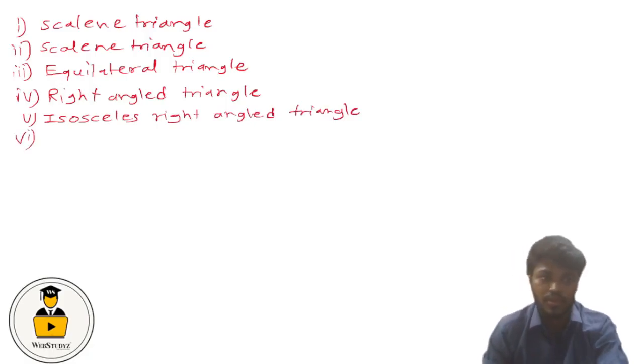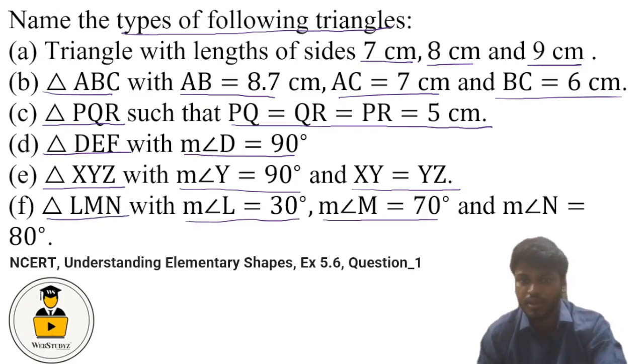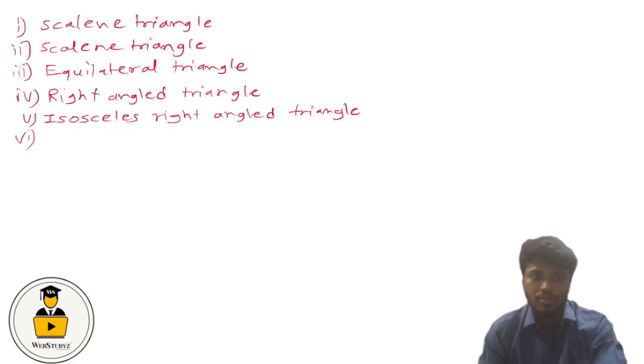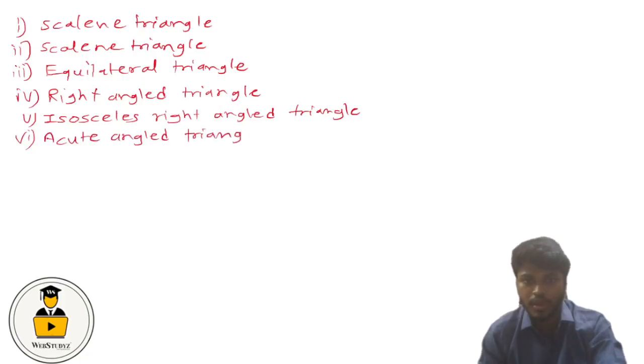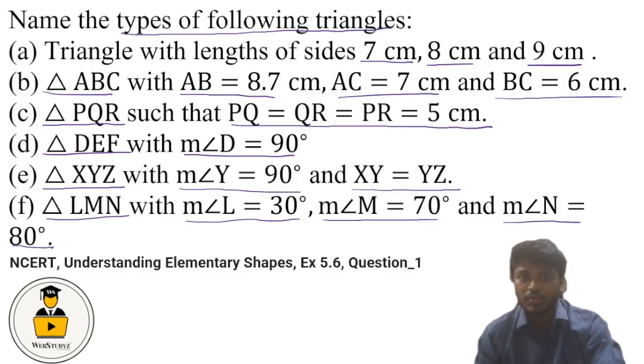Now let us look at the next question. So in a triangle LMN, we have measure of angle L as 30, measure of angle M as 70 and measure of angle N as 80 degree. We can see that all the angles of this triangle are acute angles. That means they are less than 90 degrees. So we will call such triangle as acute angle triangle. So using the different types of triangle, we have identified the types of following triangles.